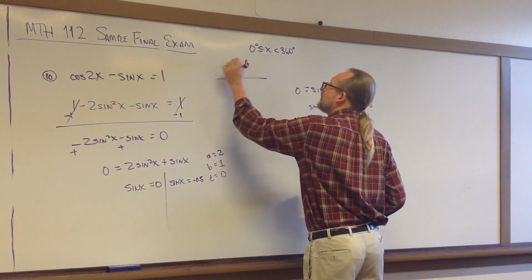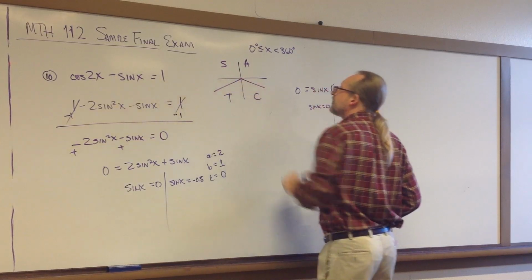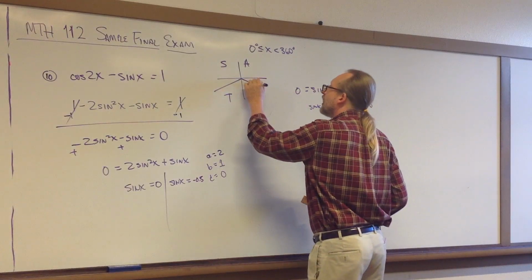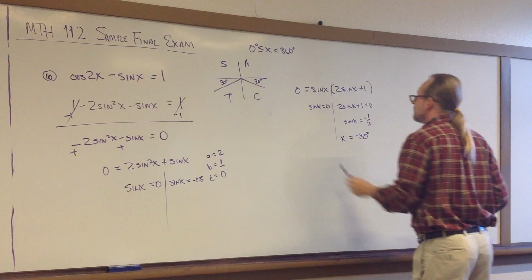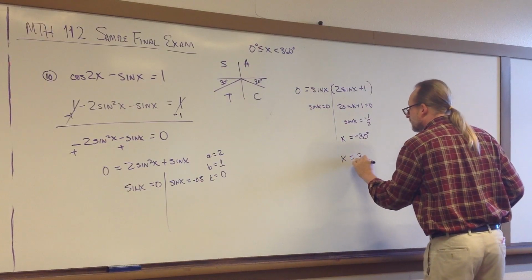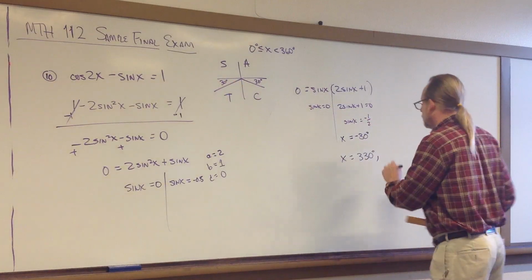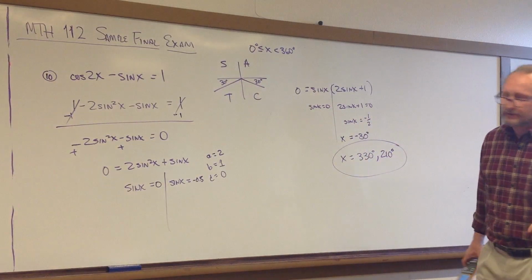1/2. So the sine is negative in the 3rd and 4th quadrants. So we want to look for reference angles of 30 degrees in those 2 quadrants. 360 minus 30 is 330 degrees. 180 plus 30 will give us 210 degrees. So there's those 2 solutions.